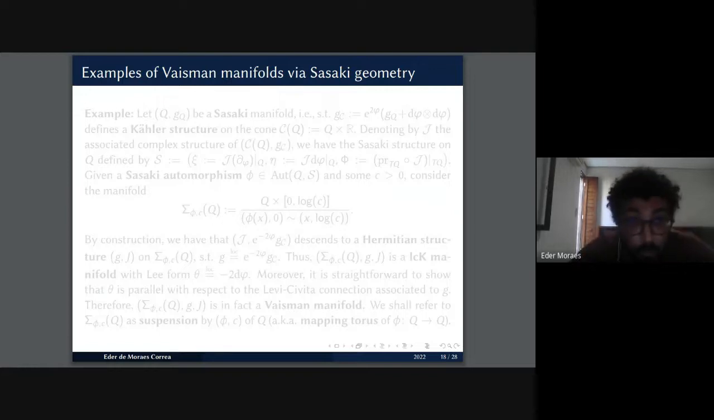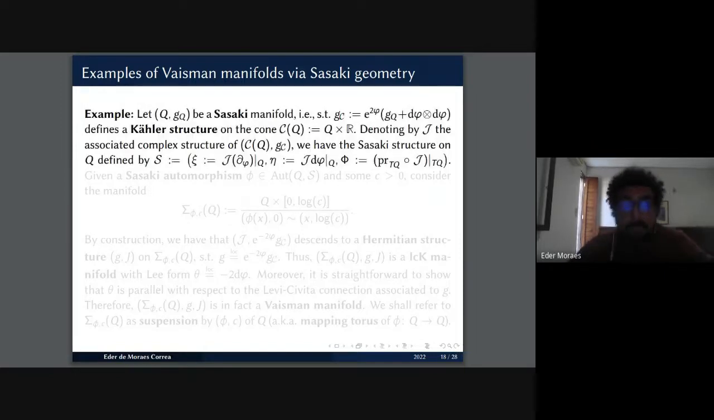It will also be important for us to consider this construction. Essentially, it tells us how to obtain Weismann manifolds from Sasaki manifolds via Sasaki geometry. If we start with a Sasaki manifold, it is a Riemannian manifold for which this metric is a Kähler metric on the associated cone. If you denote by this calligraphic J the associated complex structure on the cone, we can describe the structure tensors of the Sasaki structure defined on Q in this way.